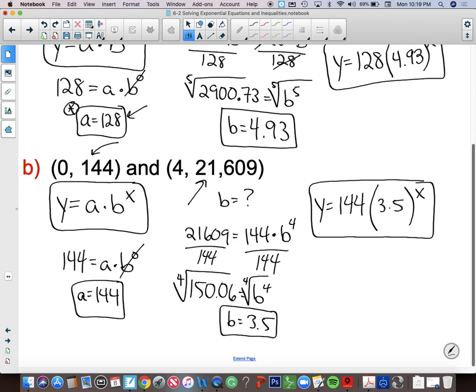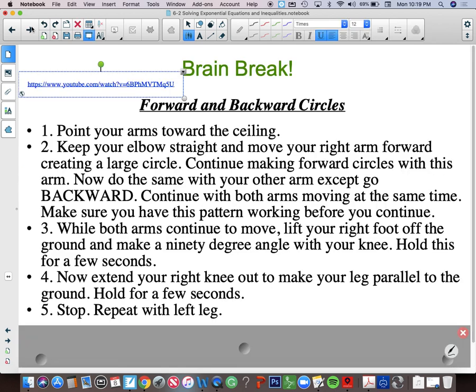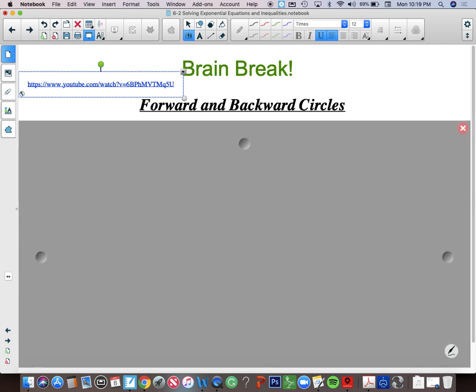So now let's take a quick break here. I have some crazy instructions for you, so don't really pay attention to the instructions, but it's called forward and backward circle. I'm going to play the video here, and I want you guys to do the same thing that they do in the video. All right? So here we go.